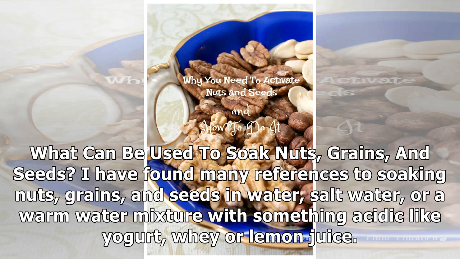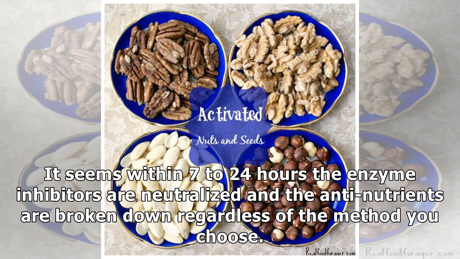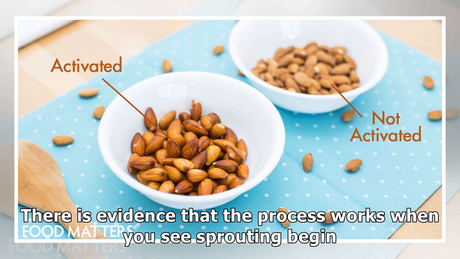What can be used to soak nuts, grains, and seeds? I have found many references to soaking nuts, grains, and seeds in water, salt water, or a warm water mixture with something acidic like yogurt, whey, or lemon juice. It seems within 7 to 24 hours the enzyme inhibitors are neutralized and the anti-nutrients are broken down regardless of the method you choose. There is evidence that the process works when you see sprouting begin.